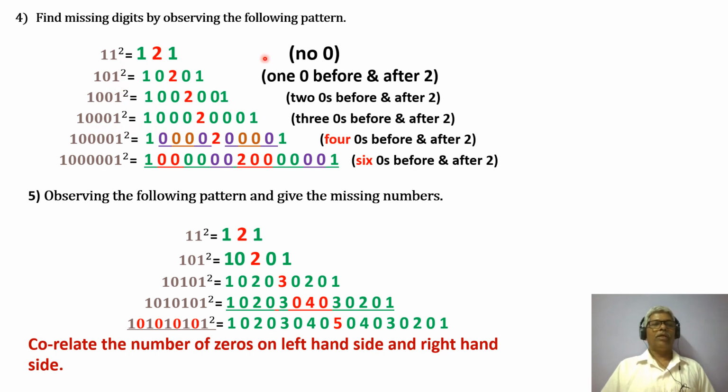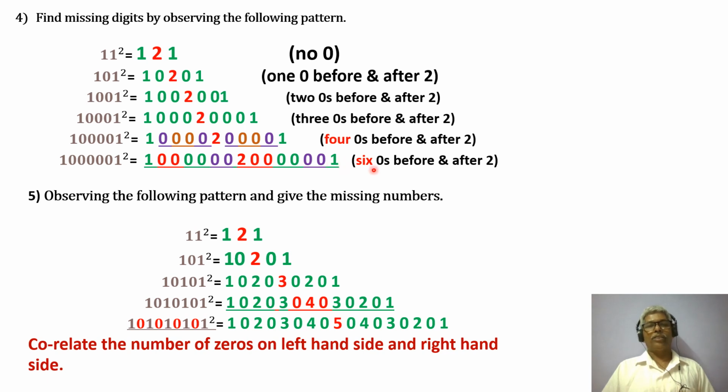So what is the pattern? See, I have given it here. If there is no 0 in between 1 and 1, there is no 0 before or after the 2. If there is one 0, then there is one 0 before the 2 and after the 2. If there are 2 zeros, then 2 zeros before the 2 and 2 zeros after the 2. 3 zeros, then 3 zeros before the 2 and 3 zeros after the 2. So if there are 4 zeros, naturally, as this was a fill in the blank, there will be 4 zeros, and this will also have 4 zeros. And if there are 6, then this 1, then 6 zeros, 2, then 6 zeros and 1.